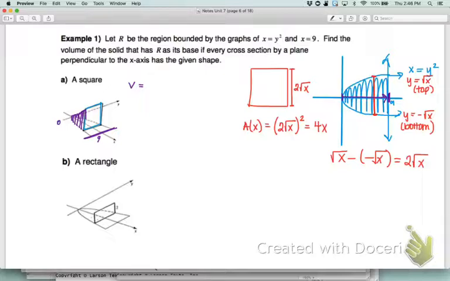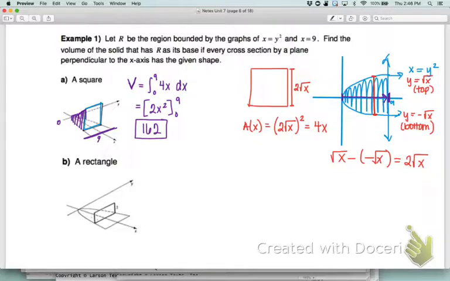So the volume is going to be equal to the integral from 0 to 9 of our area formula, which is 4x dx. And so that's a pretty easy one to integrate. We get 2x squared from 0 to 9. So this comes out to 162 minus 0. So the volume of this figure with all of these square cross sections is 162.